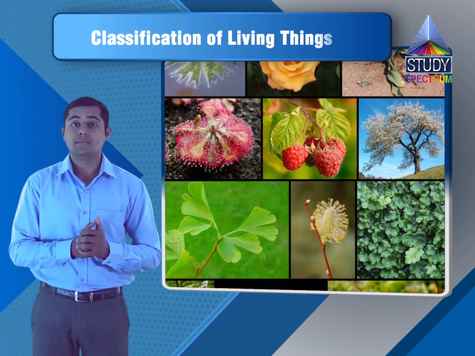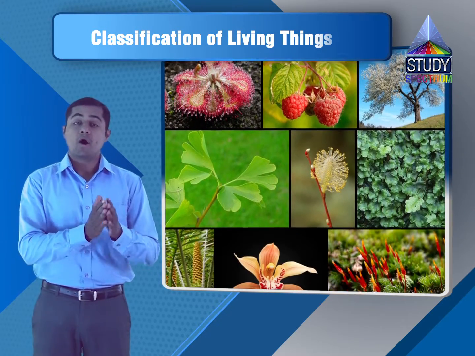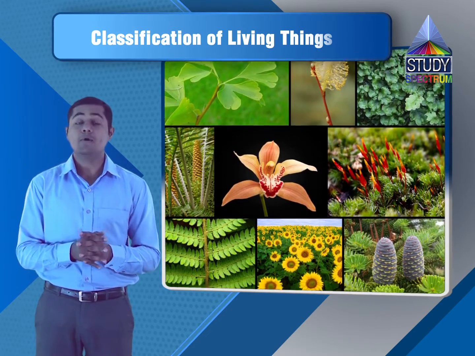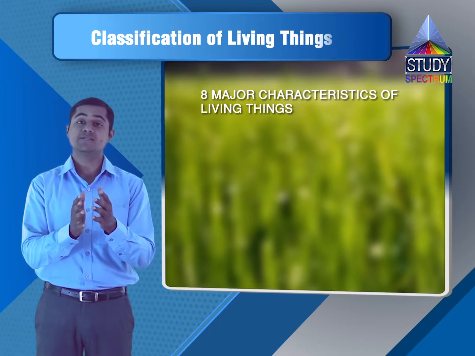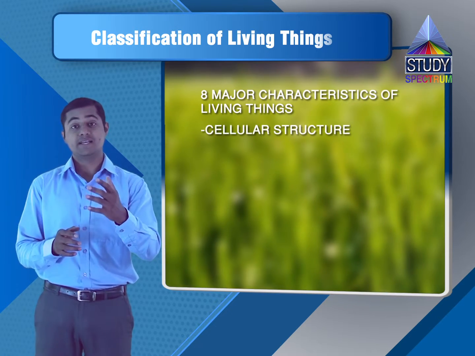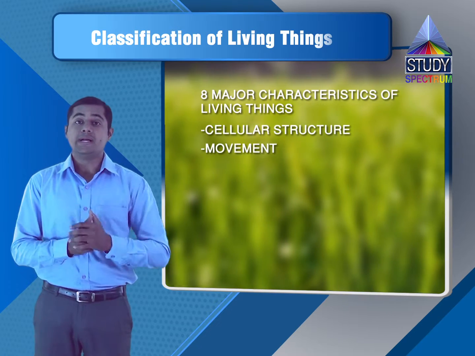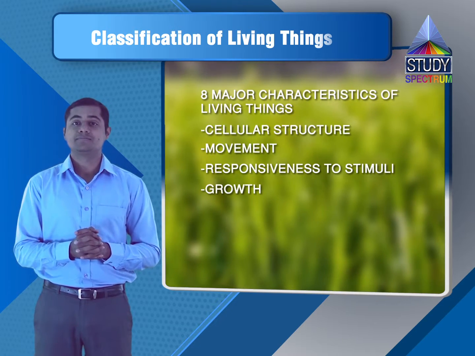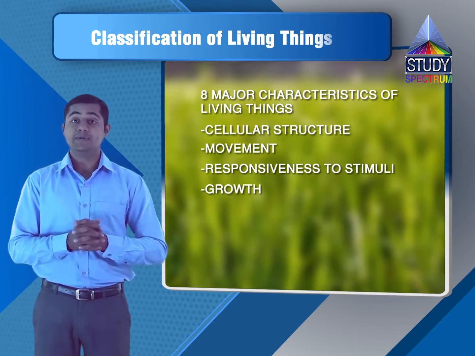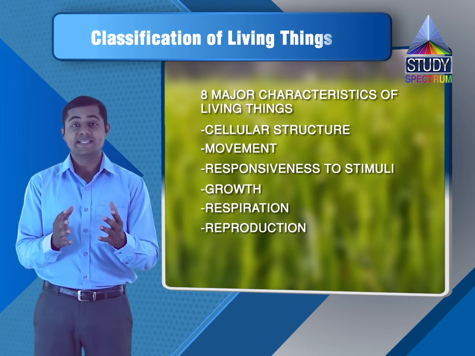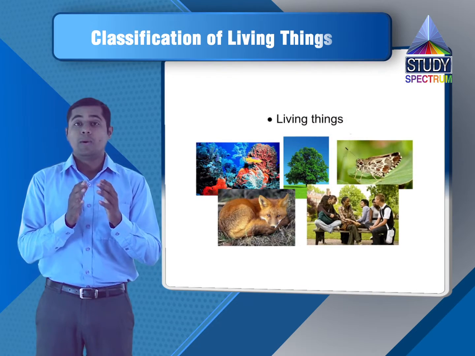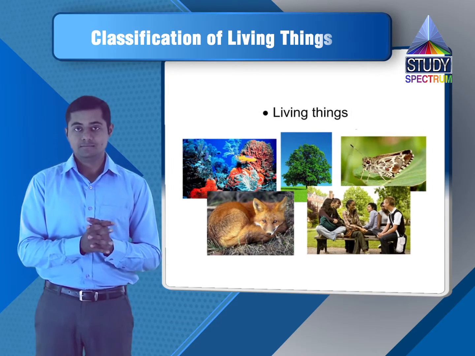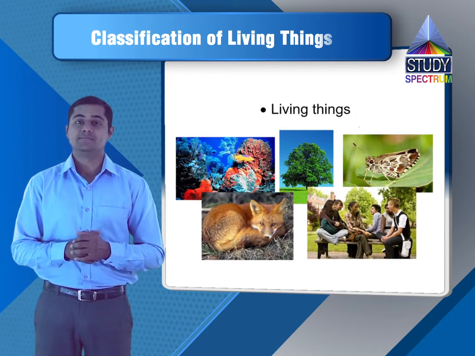How do we classify them? We identify all the living things by their characteristics. Which are these characteristics? We have already seen there are 8 major characteristics of living things: cellular structure, movement, responsiveness to external stimulus, growth, respiration, reproduction, excretion, and death. By these major characteristics, we identify living things and separate them from non-living things.